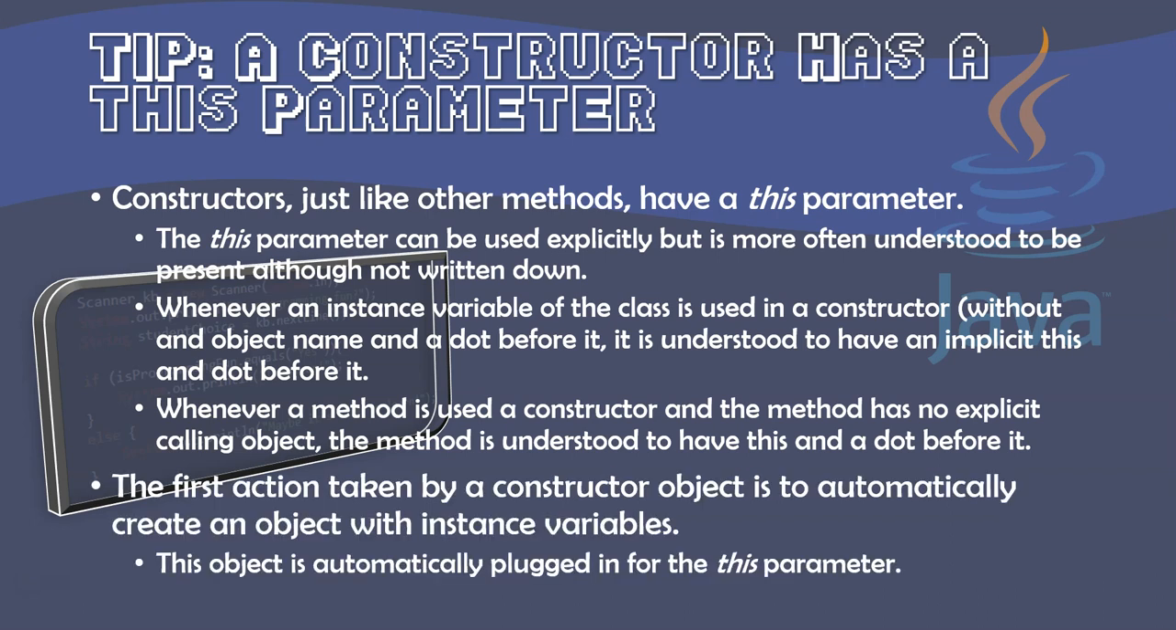Now, the first action taken by a constructor is to automatically create an object with instance variables. This object is automatically therefore plugged in for the this parameter. Again, this might seem a little confusing, but just know that this is something that happens behind the scenes. So if you're looking at all this and you're like, okay, I'm not quite sure of what all is going on, don't worry about it, because again, this is all happening behind the scenes. It's just a little bit more food for thought.